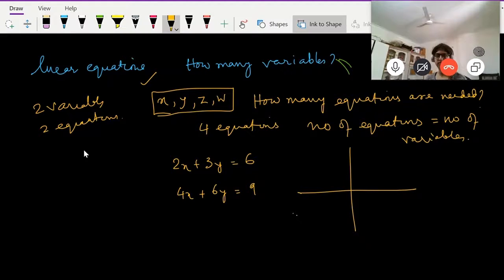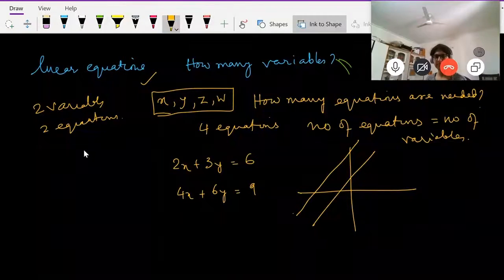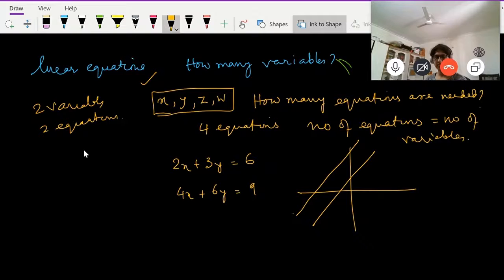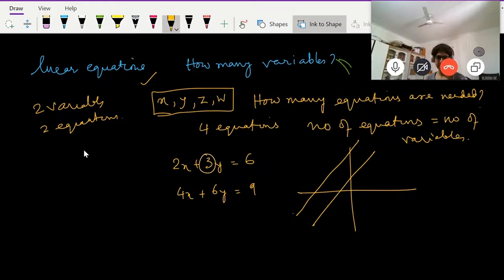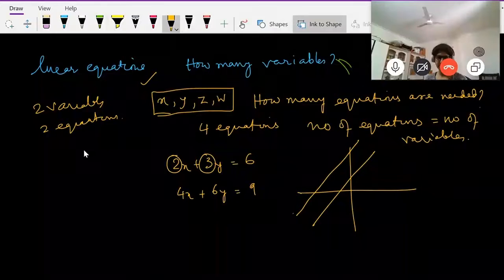So one line is like this, the other line is like this, right? So yes, you are right. So therefore, we have to always check for the ratio of these two numbers.